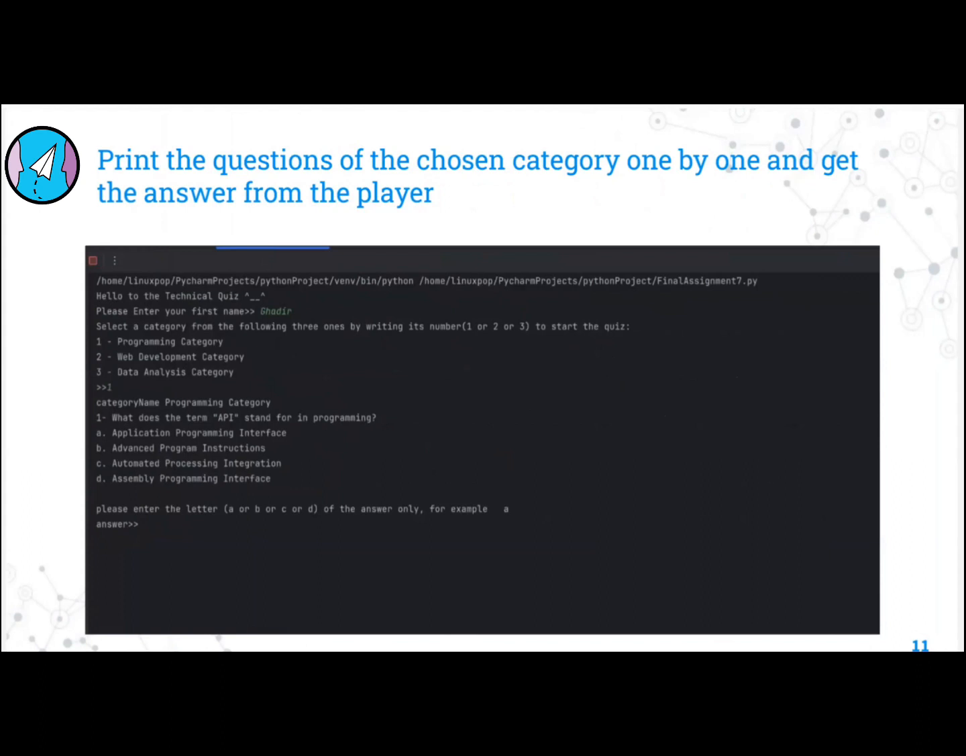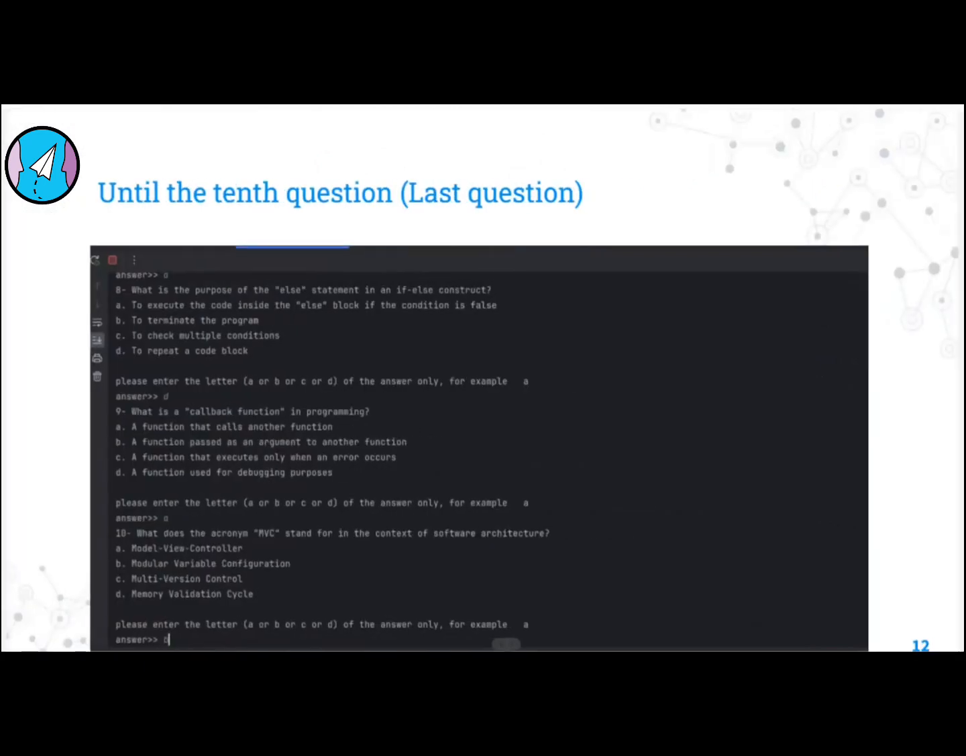Now the questions will appear on the screen one by one, and the user will be asked to enter the answer to each question. For example, here: what does the term API stand for in programming? There are four choices: A, B, C, and D. And here he should enter A or B or C or D. For example, he can enter A. So here there is a notification to let the user understand how he should interact with the system. The questions will be shown one by one, and the answer will be taken from the user one by one for all the questions.